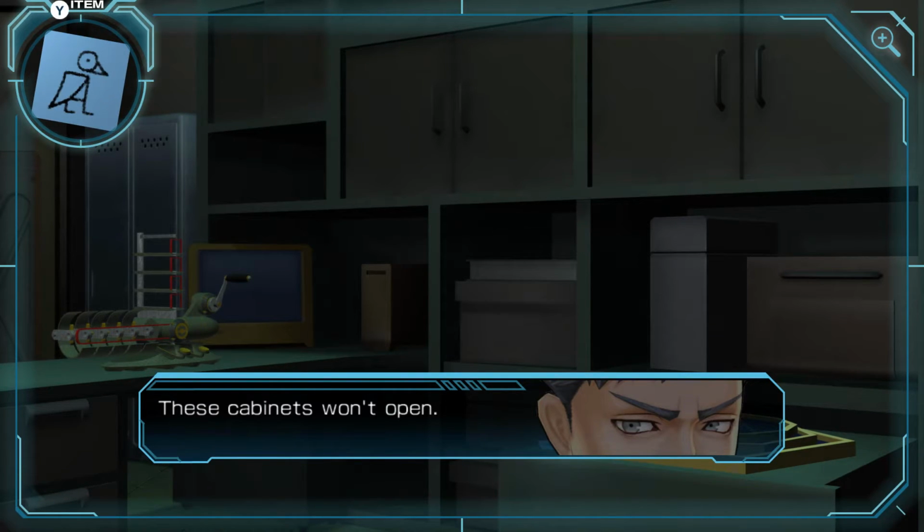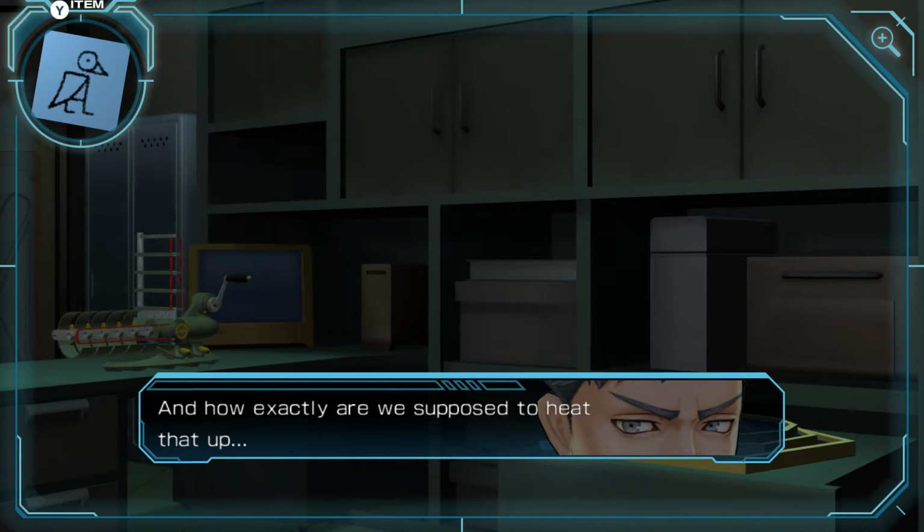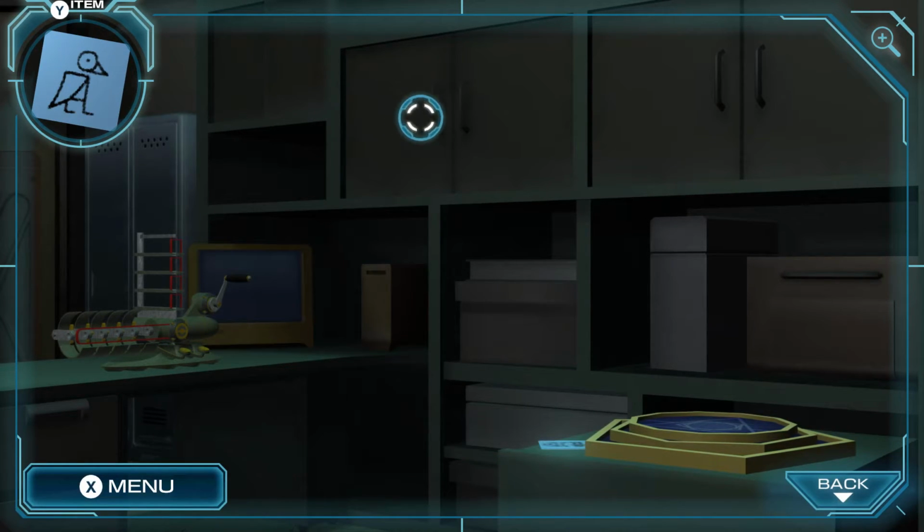These cabinets won't open. And here I was thinking we could take a break if there was some canned goods in there. How exactly are we supposed to heat that up? I don't know, maybe if we had a magical fridge that could heat things and cool things.